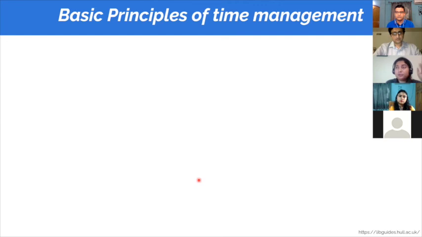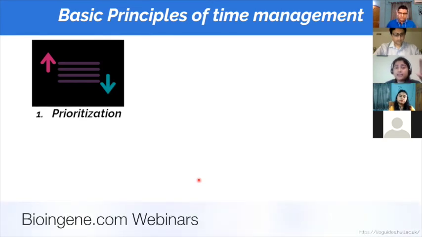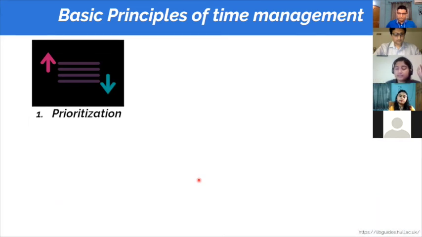So let me show you the principles. The first one is prioritization. What is prioritization? You cannot do every work because we have only 24 hours and our energy is limited. So we need to think about which work is more important than others, and then you set your work in your calendar.